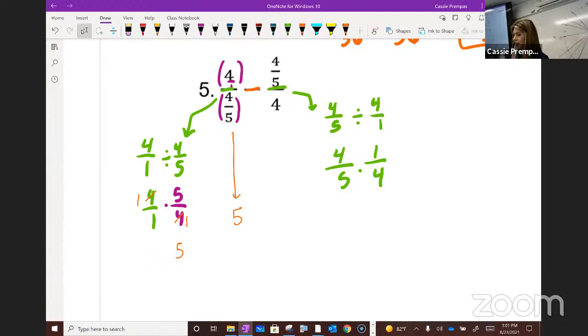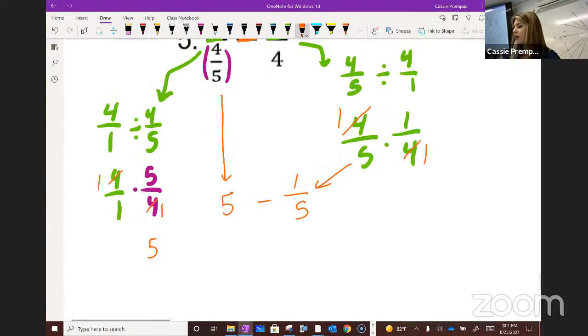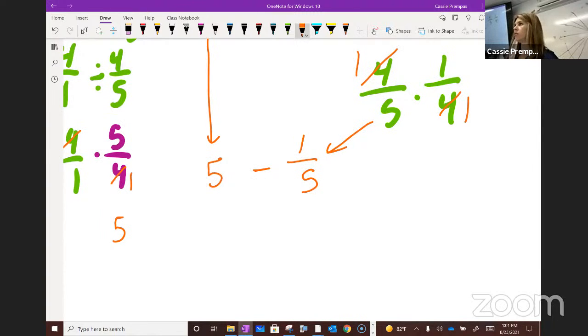Davis. Yes, nice. That does simplify to be 1/5, because 4 goes into itself 1 time. And now we have 5 minus 1/5. Okay, how do I take 5 and subtract 1/5 from it? Any ideas?